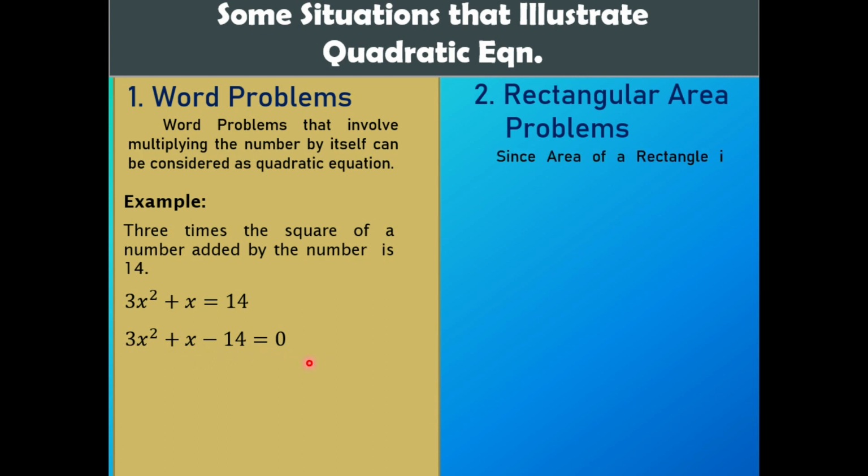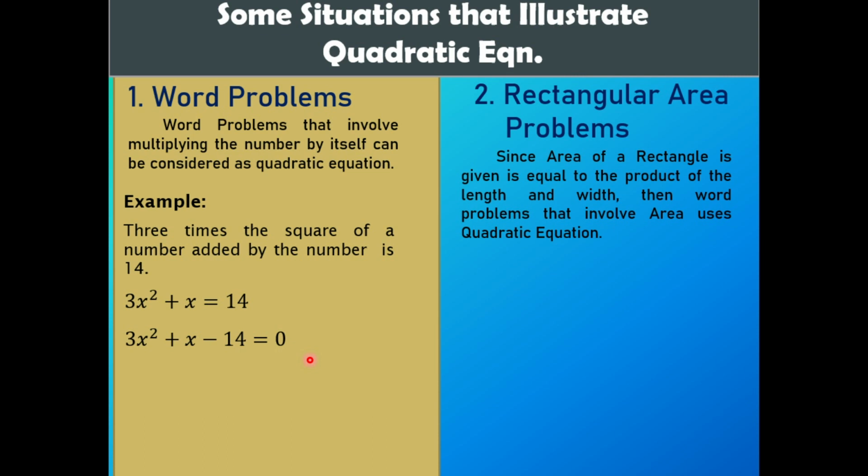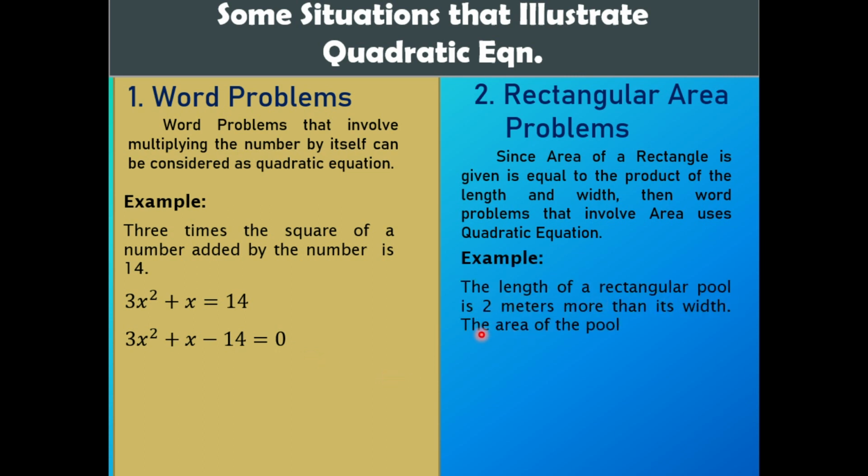Now let us go to rectangular area problems. Since the area of a rectangle is equal to the product of the length and the width, or A is equal to length times width, then word problems that involve area use quadratic equations. For example, the length of a rectangular pool is 2 meters more than its width.